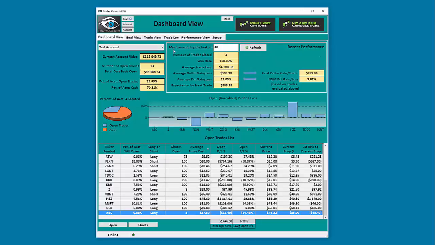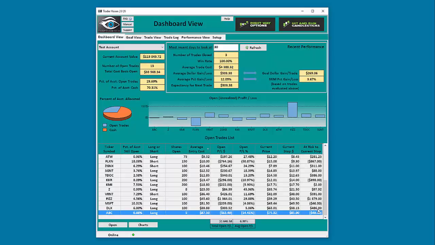In this box, we have a summary of the recent performance, and you can change the days over which you want to look at that most recent performance, and that's performance for this specific account, by the way. Below, we have a pie chart related to the account summary, and then we have the open trades list.